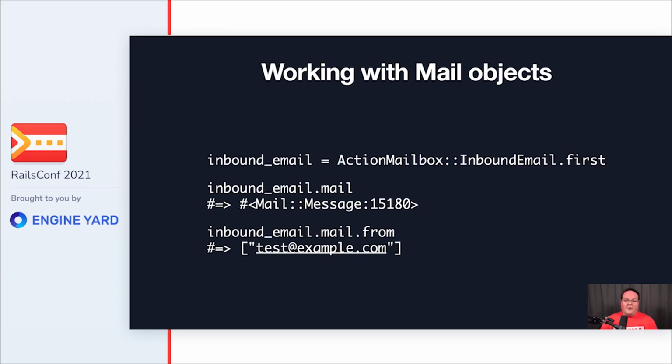So to work with these inbound emails, if you have one in your database, you can actually query that. It's just a regular old model. ActionMailbox inbound email first. I have one in this example, and we can call .mail on it, and that will convert the attachment from Active Storage, because it stores the contents of these emails in Active Storage. You can call .mail on the inbound email to convert it to a mail message object, which is the same thing you're using when you're in Action Mailer sending out emails. You're also using that same mail message object to receive emails and process them.